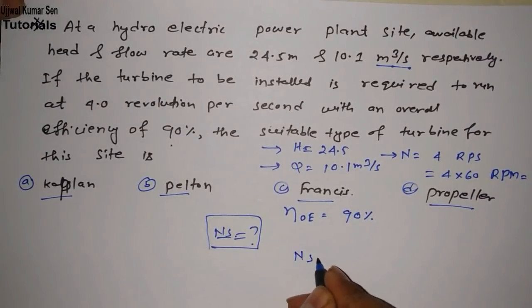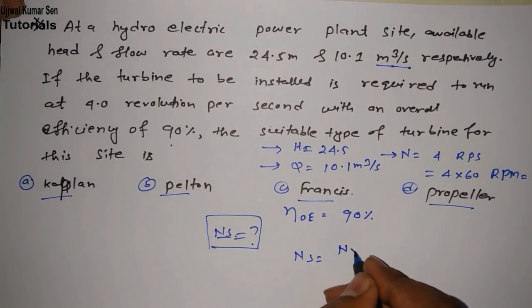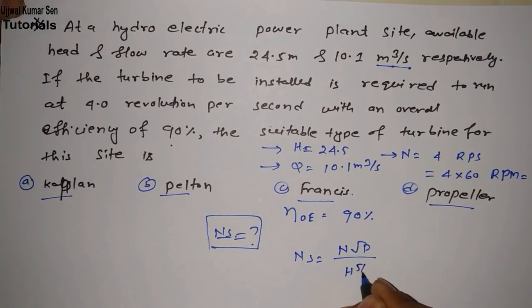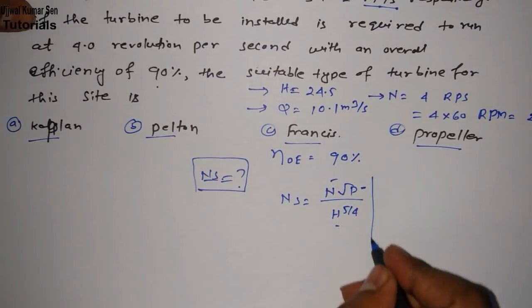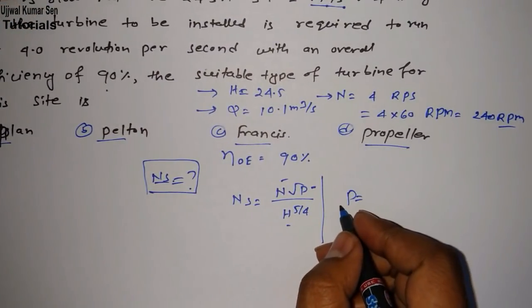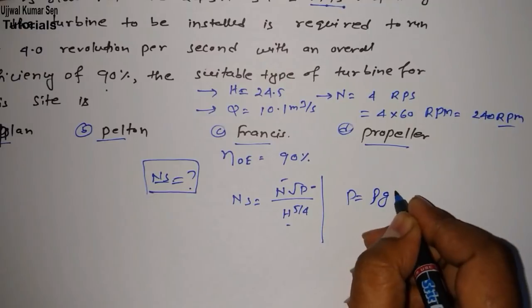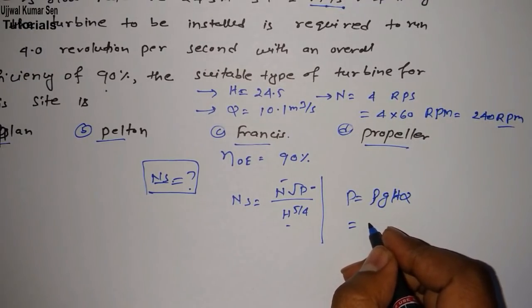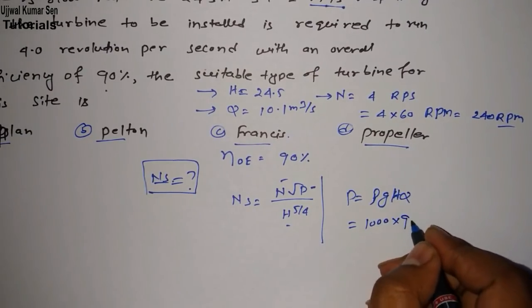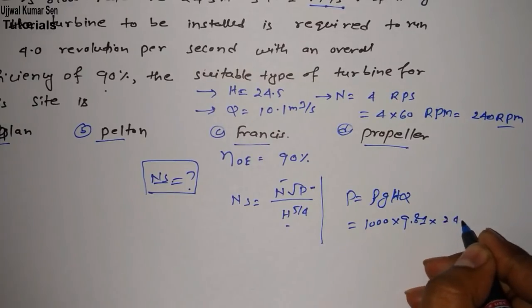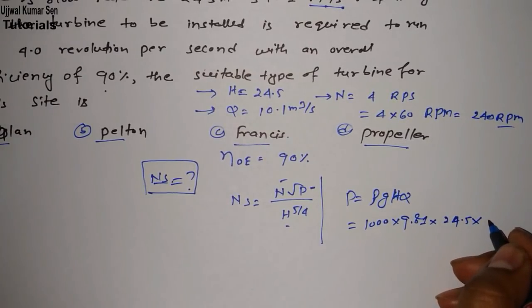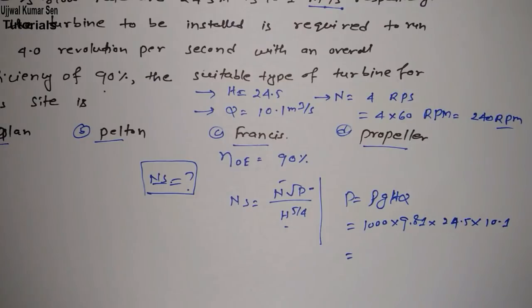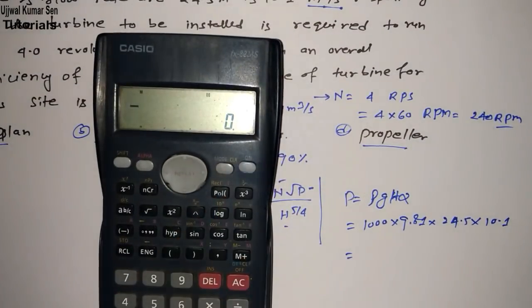For finding Ns, I have shared the formula, that is N root P over H to the power 5 by 4. We have N, we have H, but we don't have P, so first we have to find P. Power equals rho g H into Q. Let's say it's capital H. It's a hydroelectric plant, so we are talking about water: 9.81, head is 24.5, Q is 10.1. Okay, so let's do the calculation.